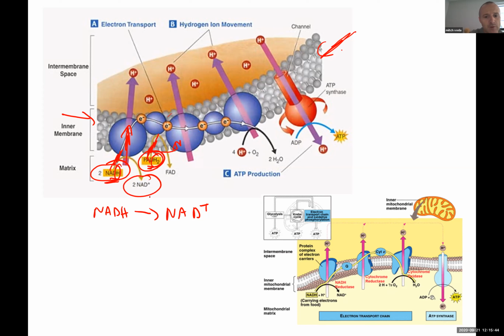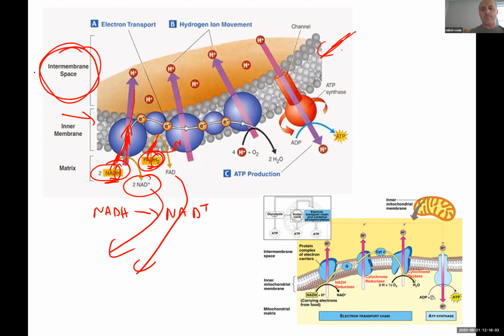This NAD plus, what is it going to do? It goes back to pick up more hydrogens. Same thing for FAD. They go back to pick up more hydrogen. Now here, these hydrogens have to be pumped out. Where? In the intermembrane space. They have to be pumped out.